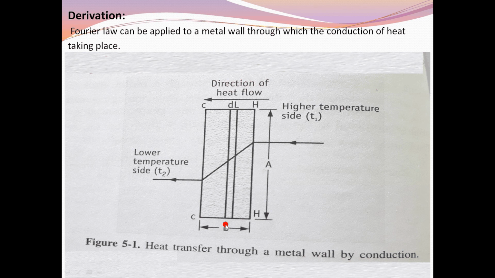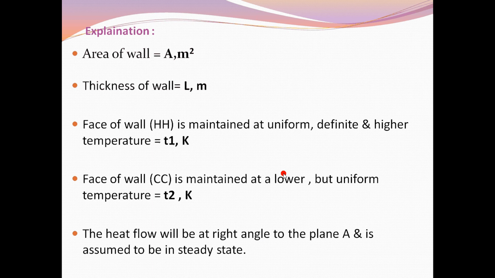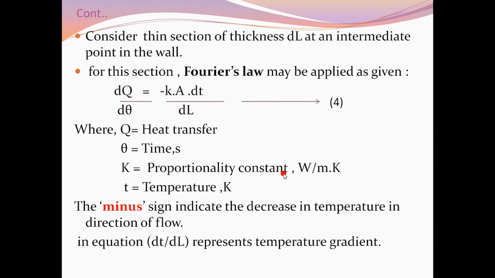Now the explanation: the area of the wall is A, the thickness of the wall is L, and the face of wall HH is maintained at a uniform, definite, higher temperature equal to T1. The face of wall CC is maintained at a lower temperature equal to T2. The heat flow will be at right angles to the plane A and is assumed to be in steady state. It means the flow of heat is at right angle to that particular metal wall A. So it is a steady state of heat flow.